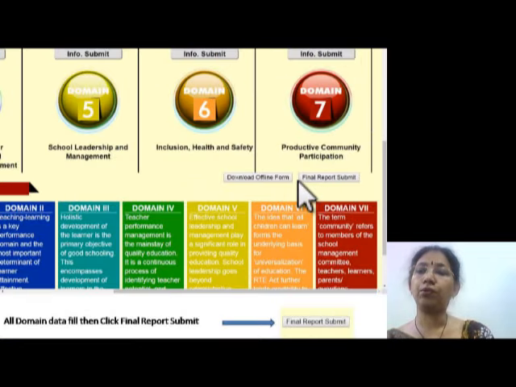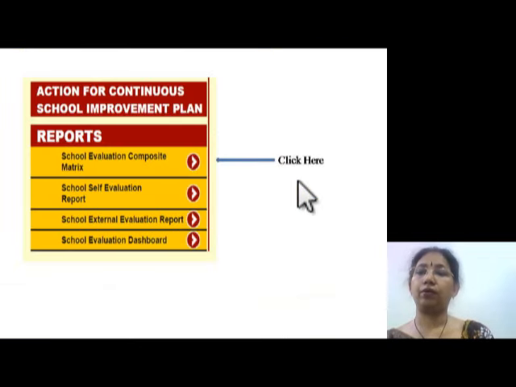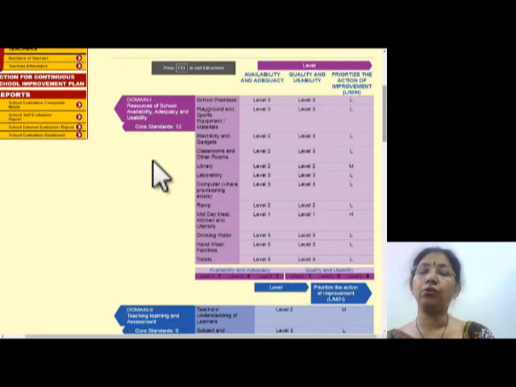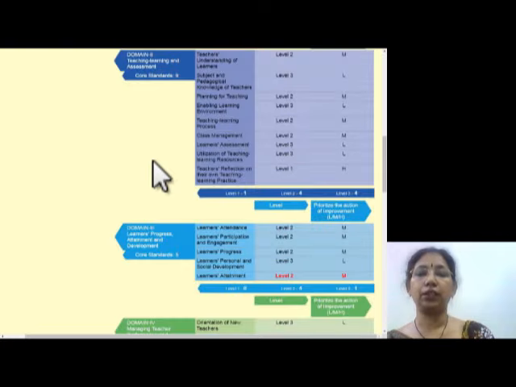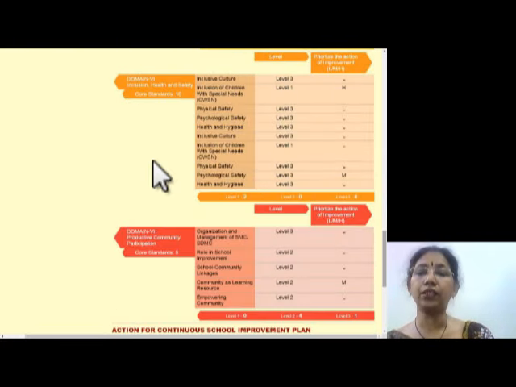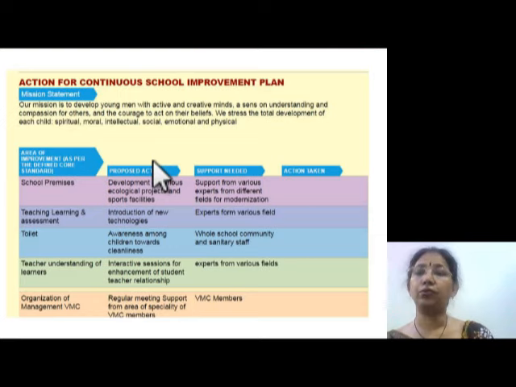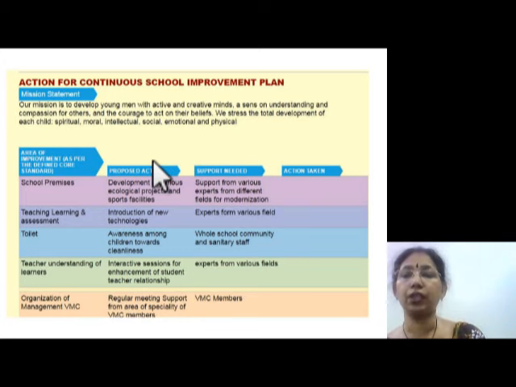Once we have filled this, we can go to the report section, which has a school evaluation composite matrix. Once the data has been entered, we can click here and it will show how the data is looking on all the domains and all the core standards in that section. We can check and we can have our school report. Then we can also have a section which calls for action for continuous school improvement plan, which will show in which domain and which areas we have filled our continuous improvement plan.